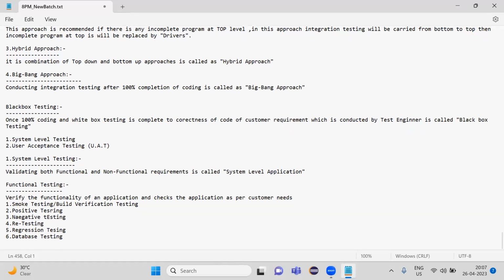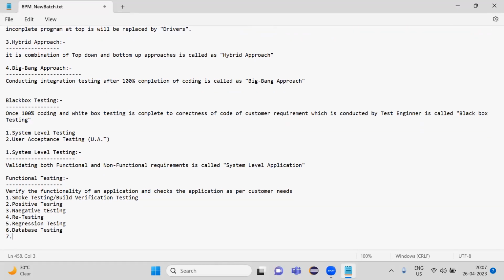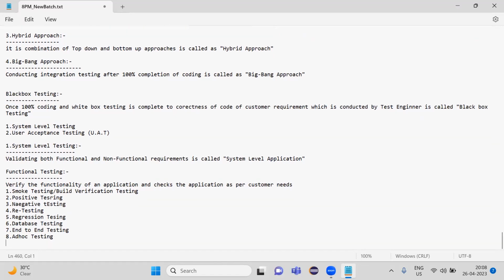Who will test the database? Database testers will test. They will be a separate team. What are the different types of testing we are going to perform, guys? Smoke testing, positive testing, negative testing, retesting, regression testing, end-to-end testing, and ad hoc testing. All this comes under which one? Functional testing. Clear? Okay, we'll see one by one.